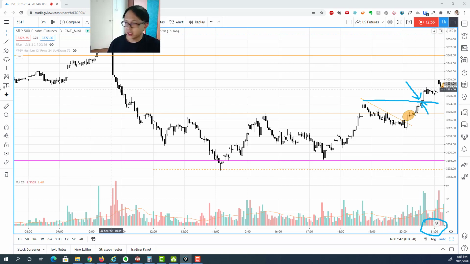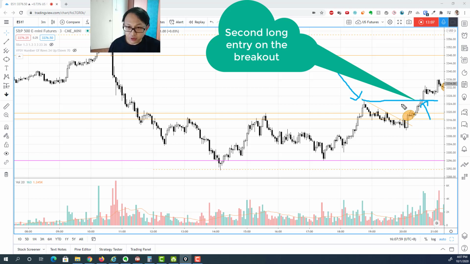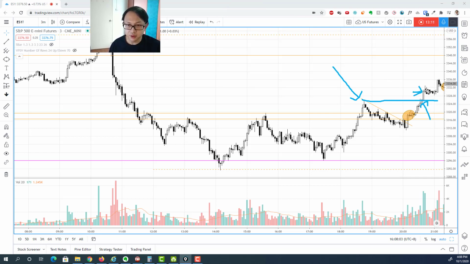So that's kind of a bit late, but still I think it's a relatively decent setup. So I don't really take the first breakout. I always take the second breakout there. If I remember correctly, I think it should be this bullish bar, so right at the close of this bullish bar.